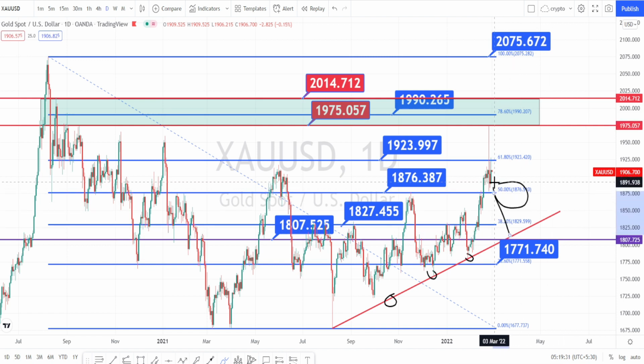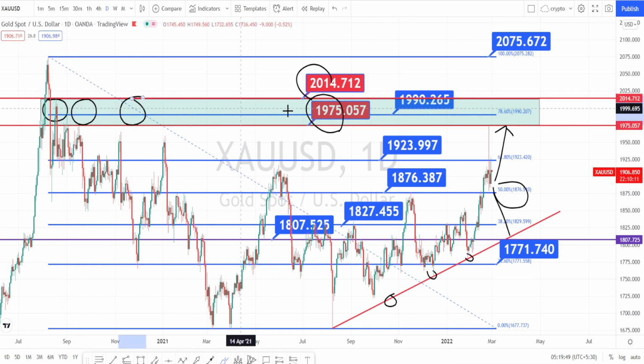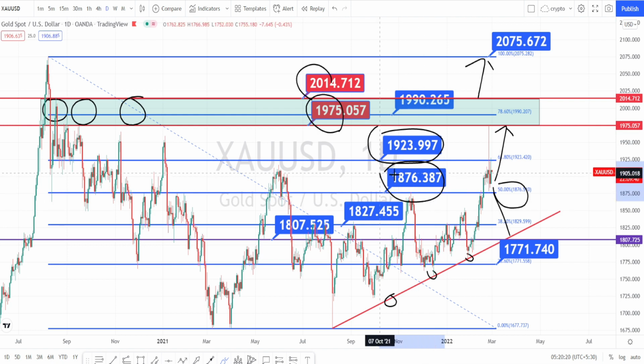Even if the price action goes on a bullish side, this whole area between 2014 and 1975 is going to act as a very strong resistance level, because previously also we have seen this acting as a very strong resistance level. Only when it breaks this level can we expect the next level of 2075 to be reached. So this is the current resistance level, and this is the current support level for the current price action.